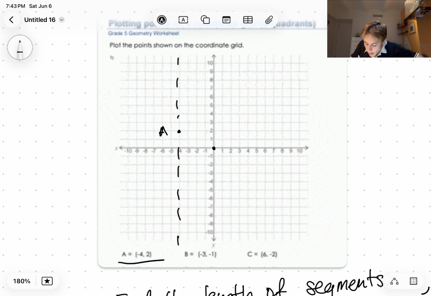So first we're going to count 1, 2, 3 to the left of the origin. And now that's point negative 3, 0. We need to go one lower to get negative 3, 1. So that'll be right here. This is B, which has coordinates negative 3, 1.